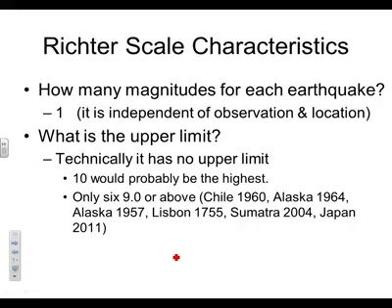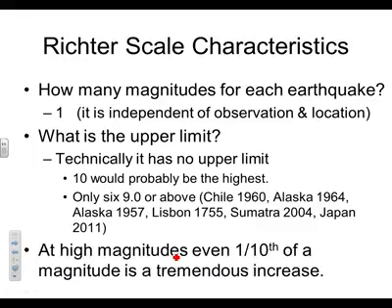We've only had 6 earthquakes that we know of in history that were 9.0 or above. You can see Chile 1960, Alaska 1964, Alaska 1957, Lisbon 1755, Sumatra 2004, and then Japan 2011. Then kind of the last ones, we had already mentioned this. At high magnitudes, even 1/10 of a magnitude is a tremendous increase. And it is because of that logarithmic or exponential idea that we talked about.